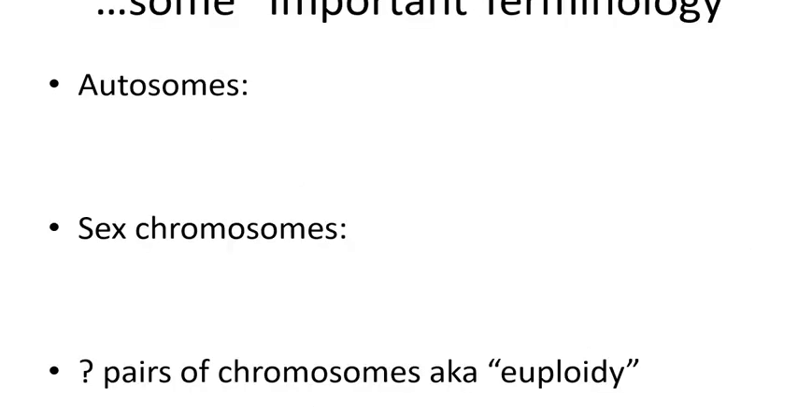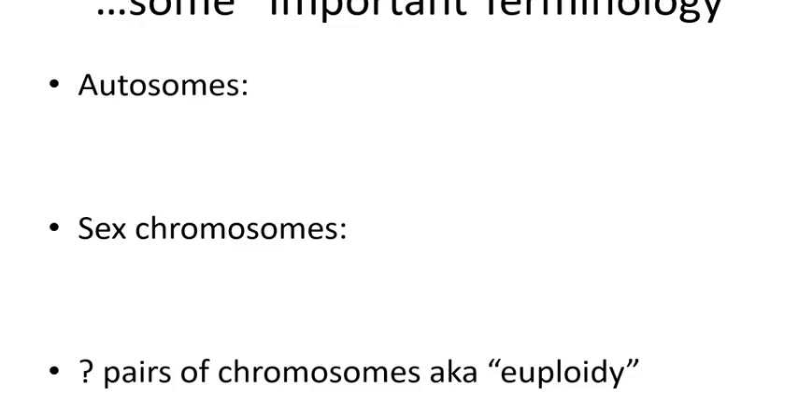Now, some important terminology. Autosomes. Those are your somatic chromosomes. They divide by mitosis. There are 22 pairs. They determine your physical characteristics. They do not determine your gender. The sex chromosomes, otherwise known as germ cells, divide by meiosis and create sperm or eggs. So we have a pair of sex chromosomes, either XX or XY.